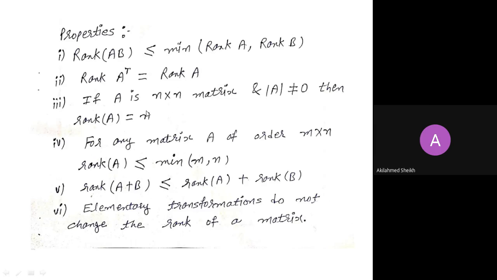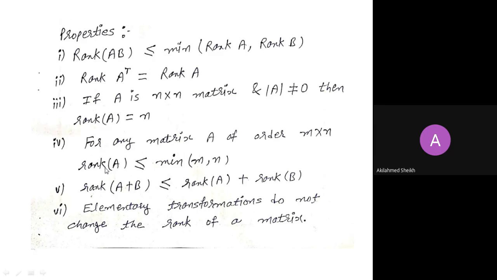If A is any n by n matrix and its determinant is not equal to 0, then rank of A is n. Or we can say that if A is a non-singular matrix, then its rank is n. For any matrix A of order m by n, rank A is less than or equal to the minimum of m comma n. Here m is the number of rows, n is the number of columns.